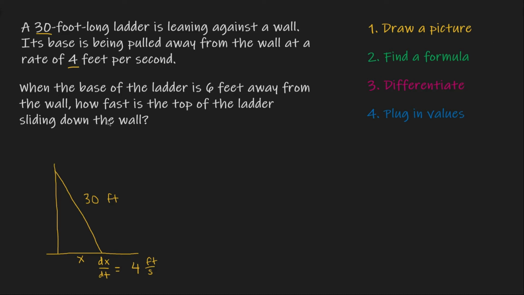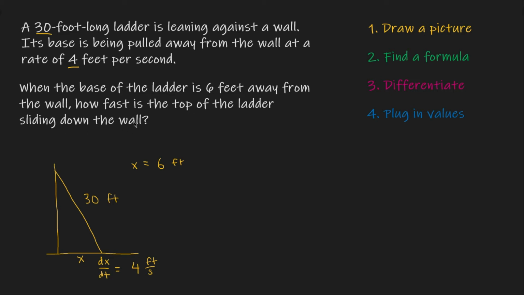From there, we're asked that when the base of the ladder is 6 feet away from the wall, how fast is the top of the ladder sliding down the wall? So we're dealing with the instant that the base of the ladder is 6 feet away from the wall, when this distance x is 6. Let's write that here: the instant that x equals 6 feet.